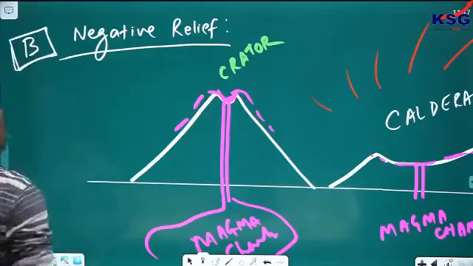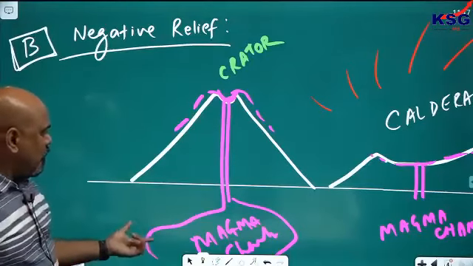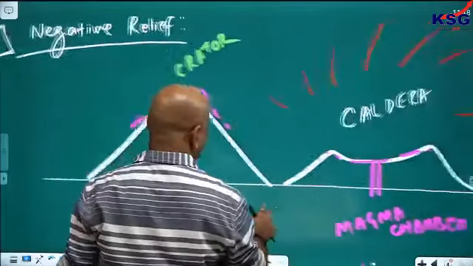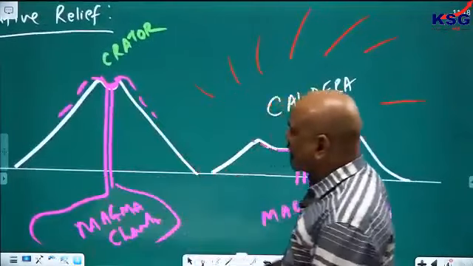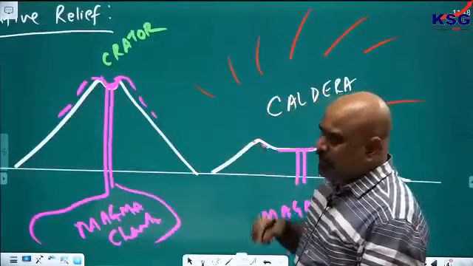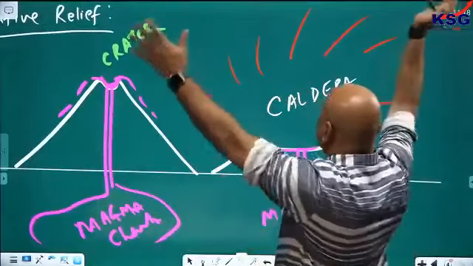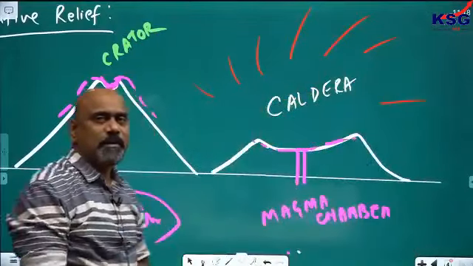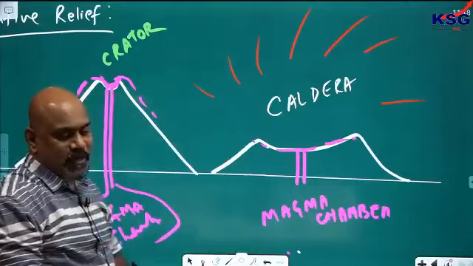It is negative relief, which is like magma chamber. As I said, you have a magma chamber and you have a crater here. What happens from the magma chamber? There is volcanic eruption and crater. Then the explosion of this leads to caldera. A huge caldera may develop finally.